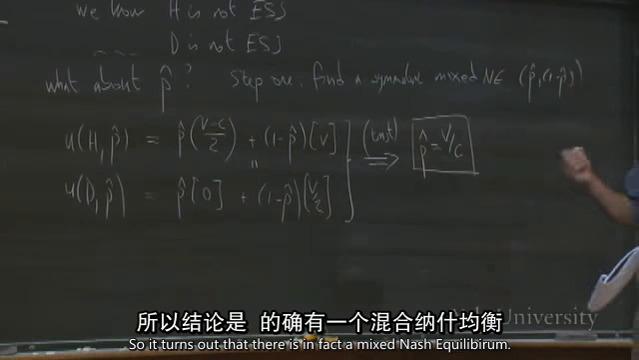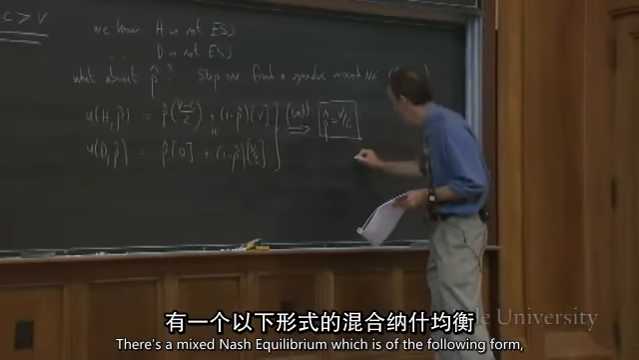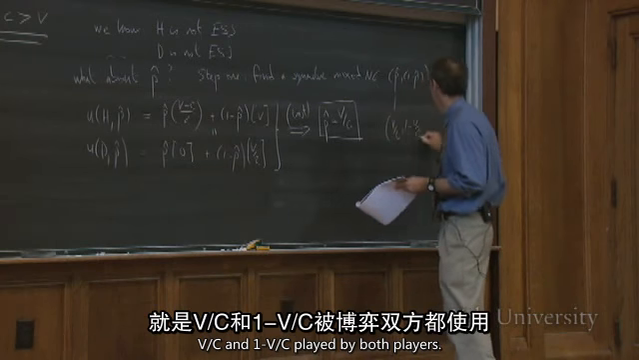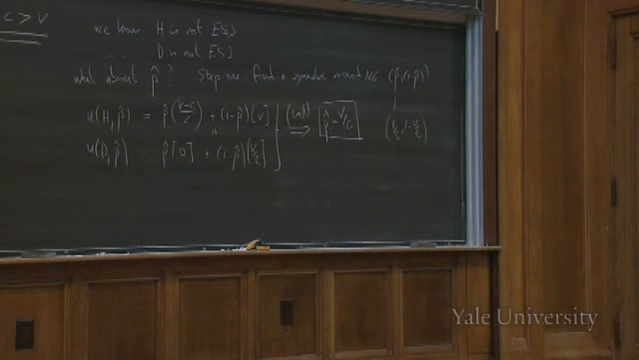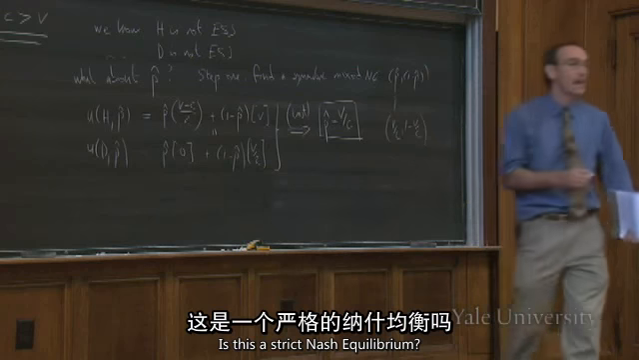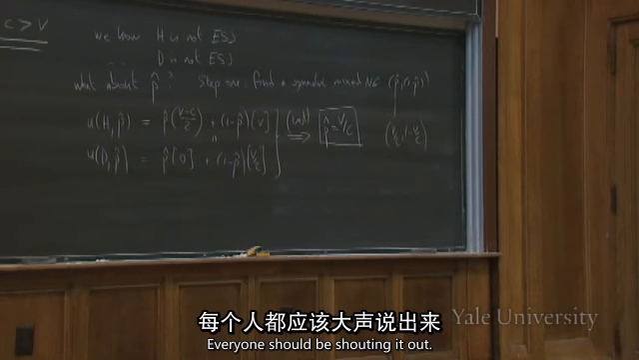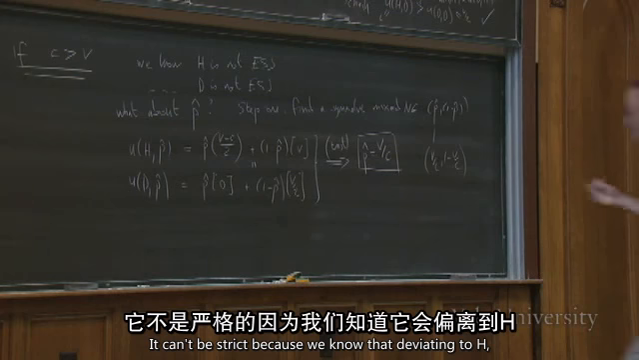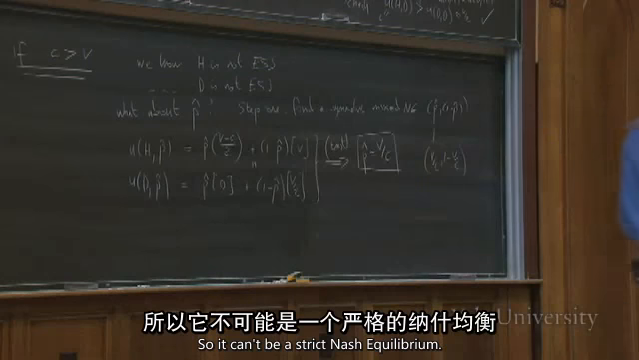So it turns out that there is, in fact, a mixed Nash equilibrium, which is of the following form: v on c and 1 minus v on c, played by both players. All right? Is this a strict Nash equilibrium? I found the Nash equilibrium. Is it strict? Everyone should be shouting it out. It can't be strict because it's mixed, right? By definition, it can't be strict because we know that deviating to h, or for that matter, deviating to d, yields the same payoff. So it can't be a strict Nash equilibrium.